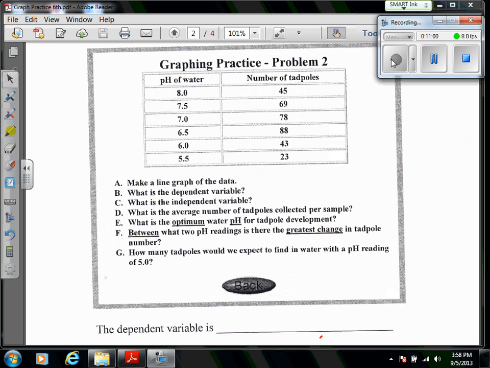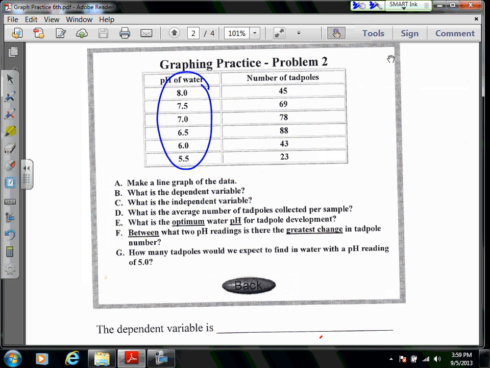Okay, I'm going to go ahead and help you get started on graph number 2, graphing practice problem number 2. This one's a little bit easier because there is only one dependent variable column. All right, so what we have here is they're trying to see how the pH of the water, that's how basic or acidic it is, affects the number of tadpoles that are there. So again, the independent variable is over here. Here, it's the pH of the water, and the dependent variable is what they measured, which is the number of tadpoles.